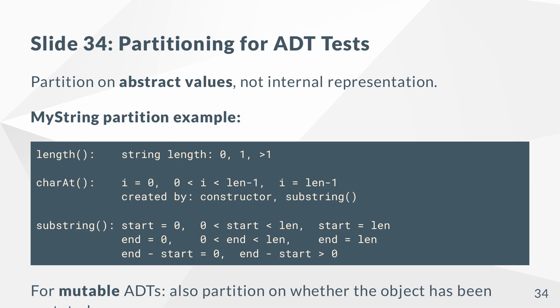For substring, we partition on the start index. Is it 0, somewhere in the middle, or at the end? We partition on the end index similarly. And we partition on whether end minus start is 0 or positive.